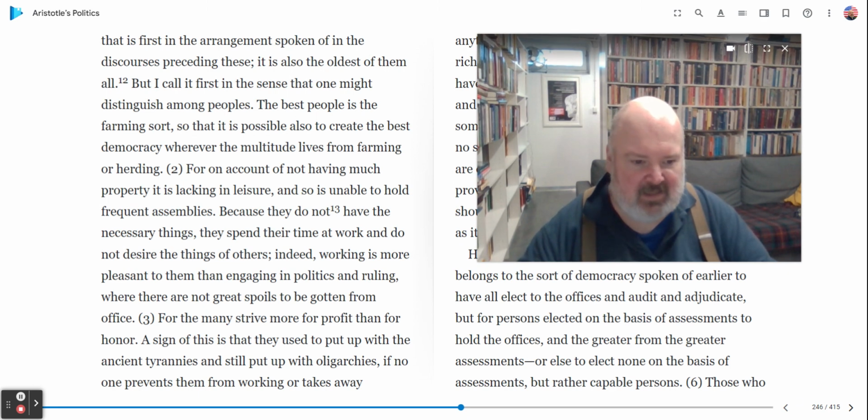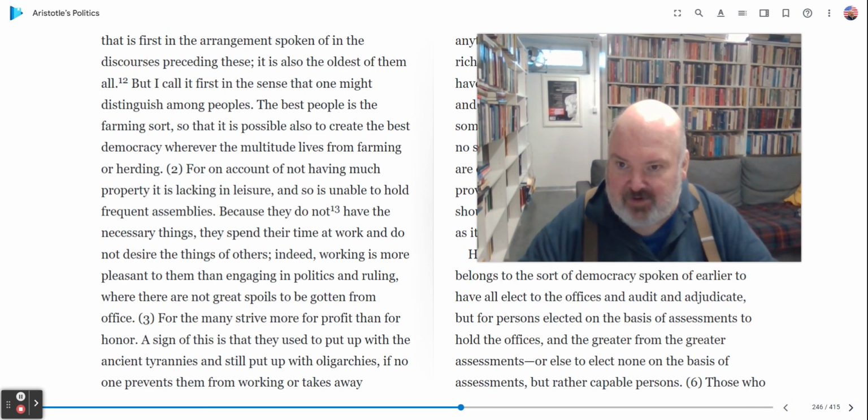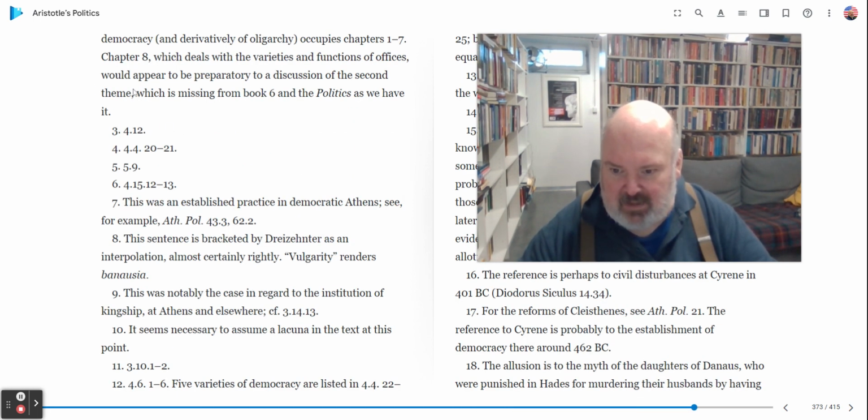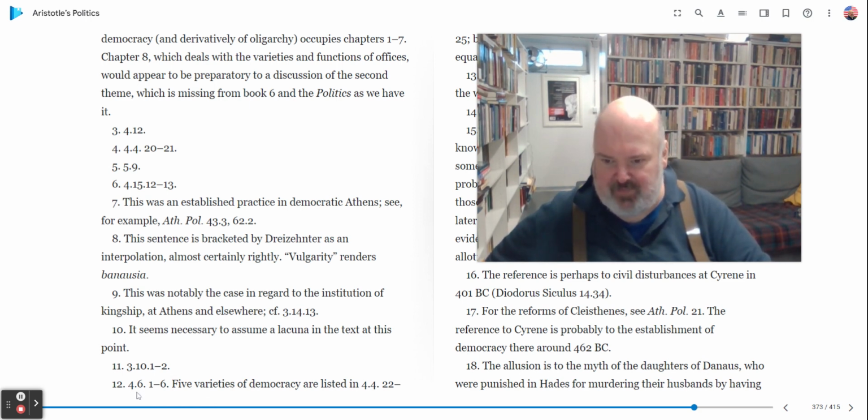So he says, well, let's go look at it for a second. He says here, the best one is the one that is first in the arrangement spoken of in the discourses preceding these. It is also the oldest of them all. So this is Book 4, 6.